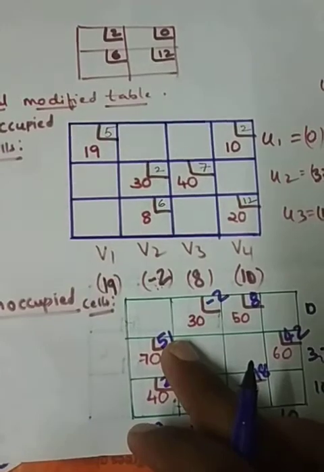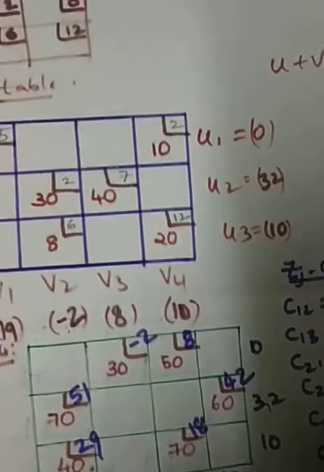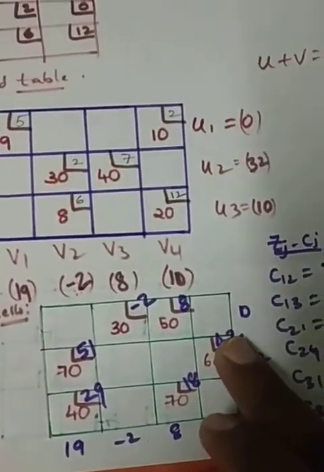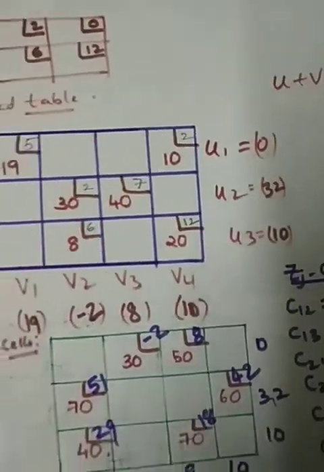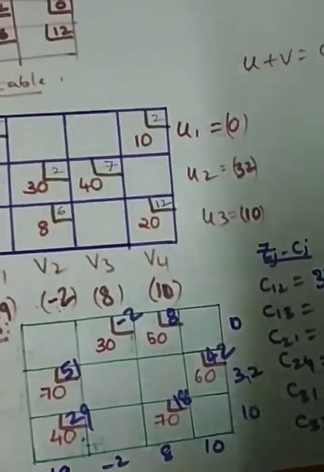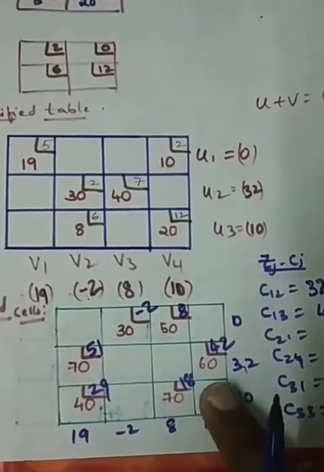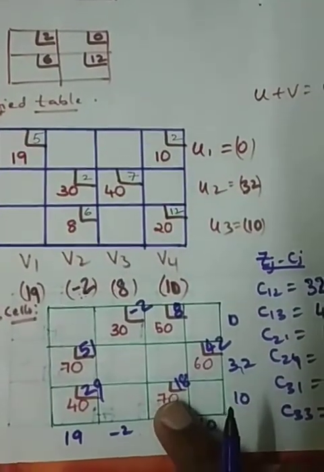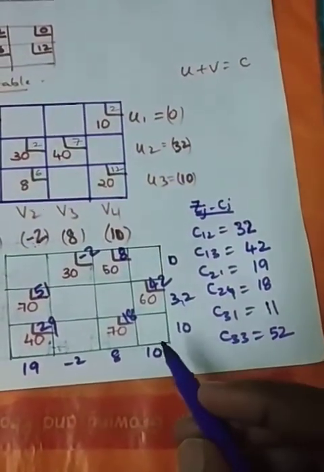Next here you have 70. 70 minus 51 you have 19, right? Next here it is 60. Here it is 42. 60 minus 42 is 18. Next here it is 40. Here it is 29. Next 40 minus 29 is 11, and finally 70, and here it is 18. Next 52 plus 18 is 70. 52 plus 18 is 70, right?